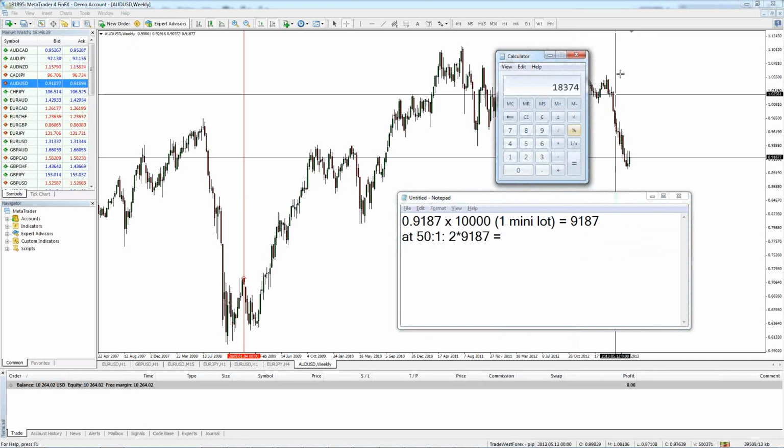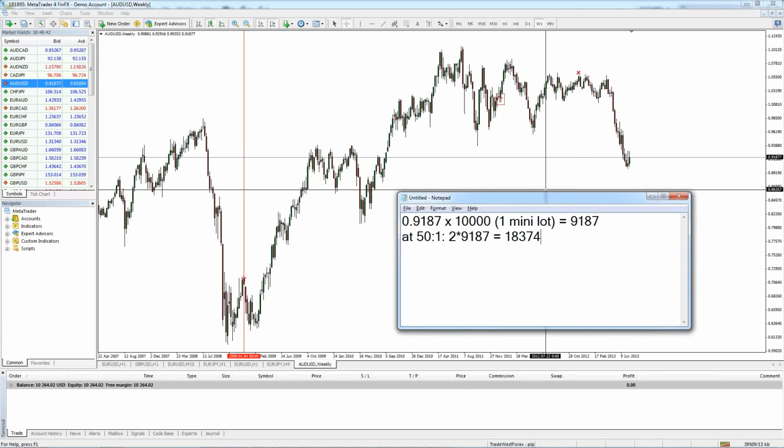You got 18,374. And then if you've got a $1,000 trading account, then you've got 50,000 in margin. Okay, so 1,000 is 50 times 1,000. So you've got 50,000 in margin. So if you've used 18,374 in margin out of your 50,000, it was fine. You got filled. So you had no problem trading a mini lot, even on just $1,000.